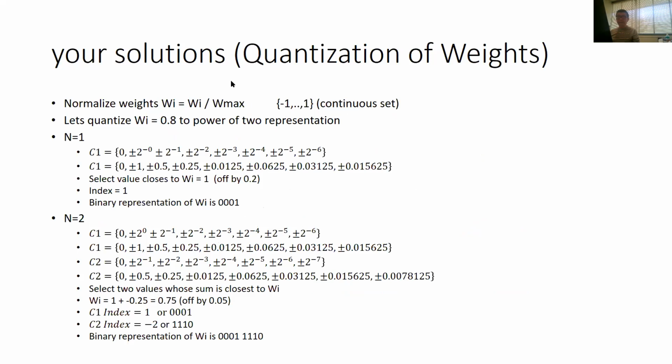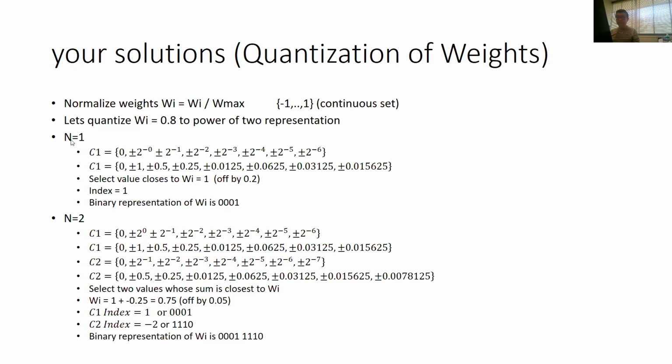So we'll do an example. First we have to normalize the weights. We'll divide the weight by the maximum weight value. That'll give us a continuous set, but we want to turn that into a discrete set so we can calculate all the values at the same time. So we're going to quantize WI, which is equal to 0.8, to its power of 2 representation.